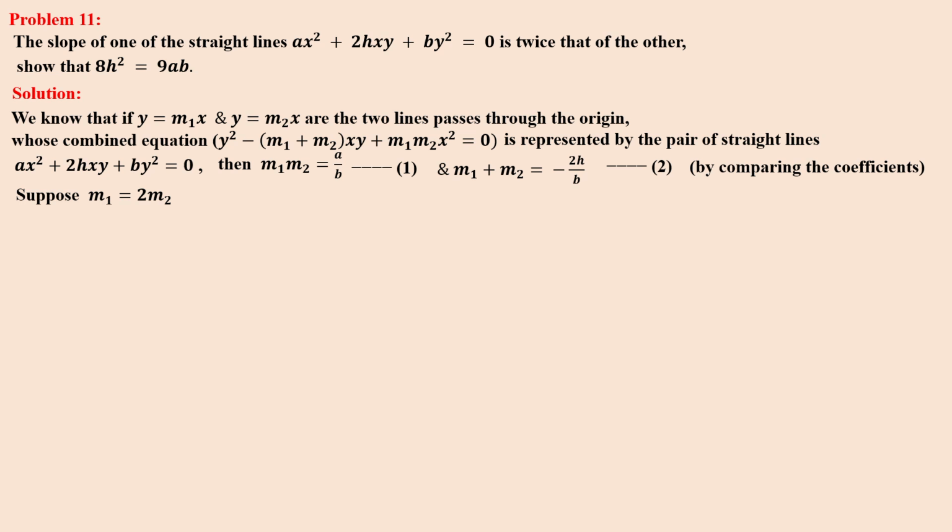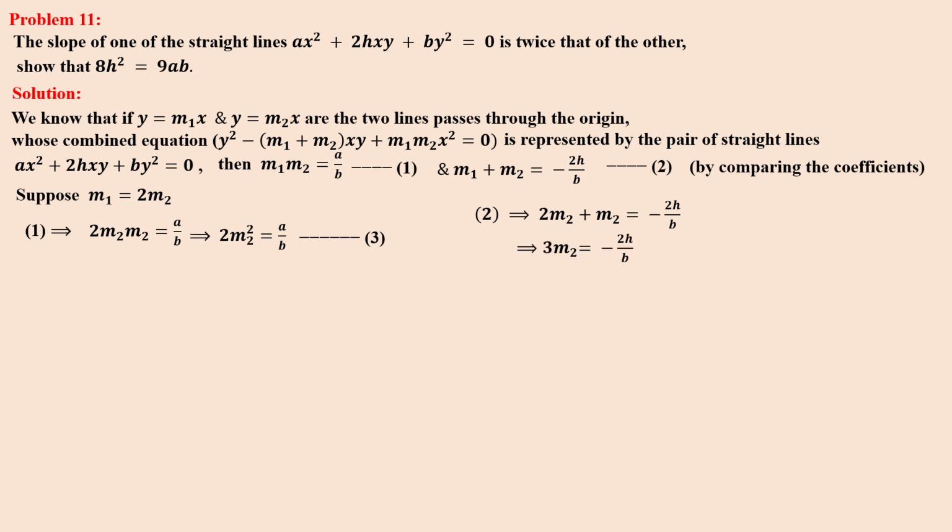So we are taking the slope of one straight line as m1 and the other as m2, with the statement m1 = 2m2. Substituting m1 = 2m2 in 1, 2m2 into m2 is equal to a/b. So 2m2² = a/b, that is equation number 3. Substituting in the second equation, 2m2 + m2 = -2h/b. So 3m2 = -2h/b, and m2 = -2h/3b. That is equation number 4.